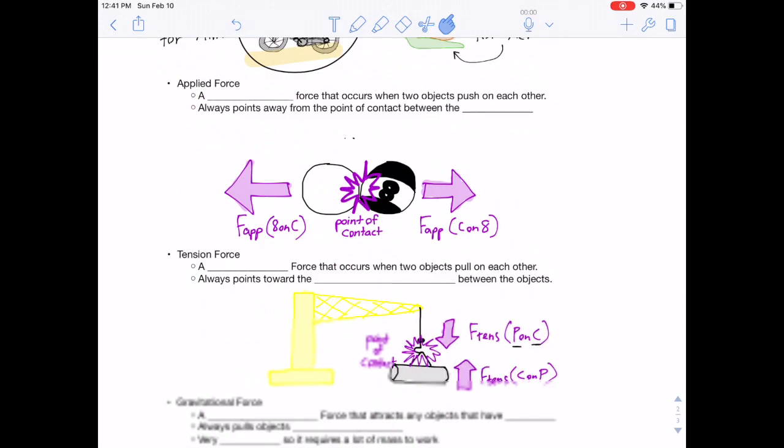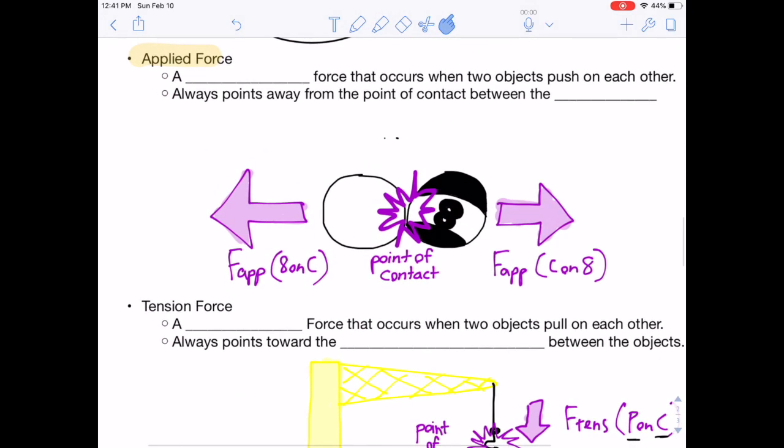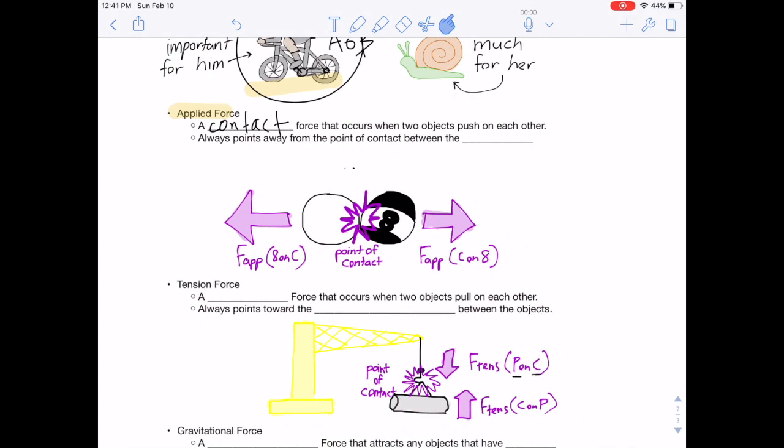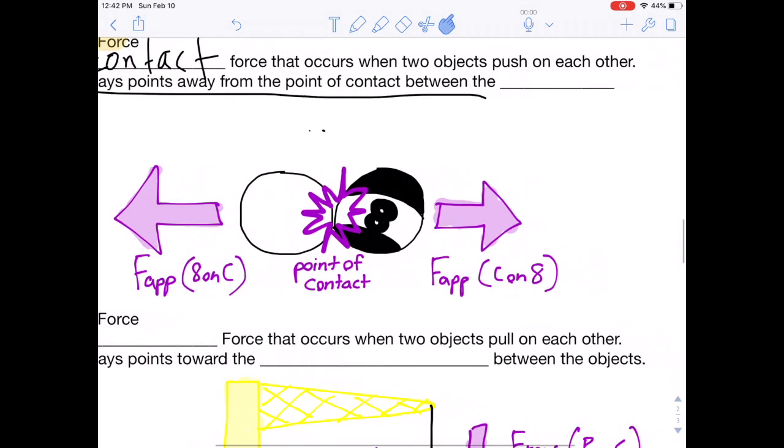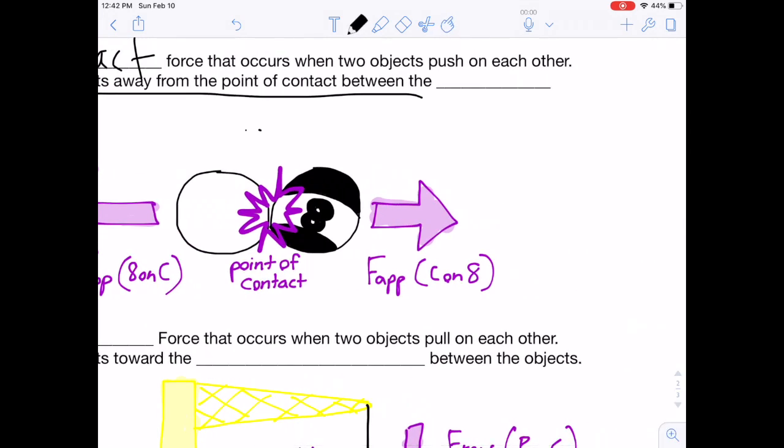Okay, so an applied force. Now this one is the one that makes the most sense to everybody. An applied force, that's a contact force. We've so far just been messing with contact forces. That occurs when two objects push on each other. Anytime you push on something, we consider that an applied force. And it always points away from the point of contact between the objects.